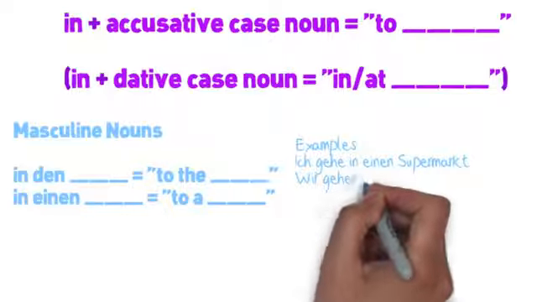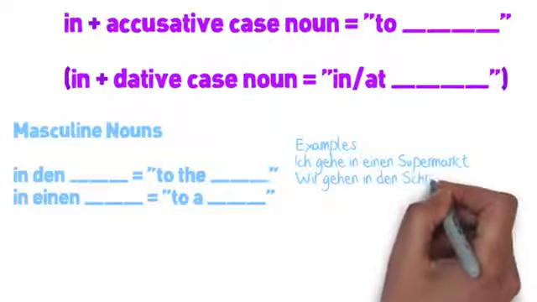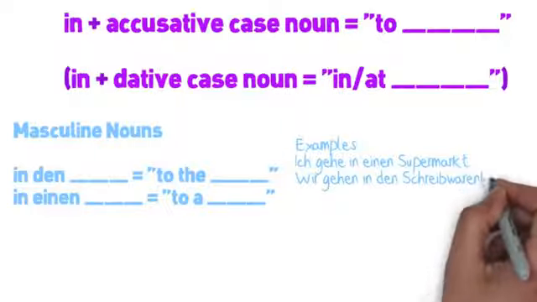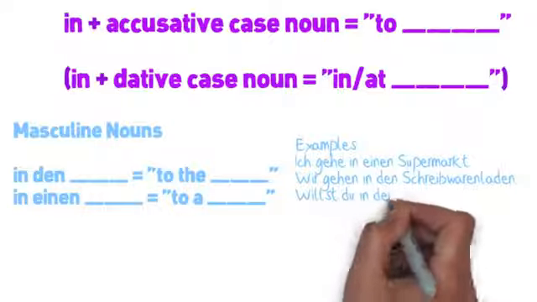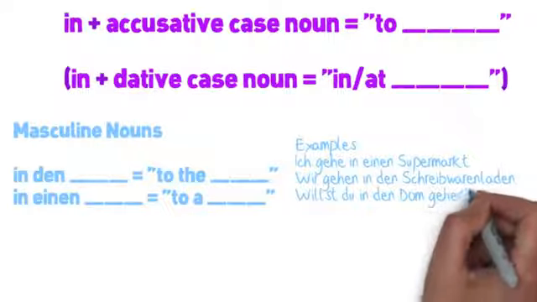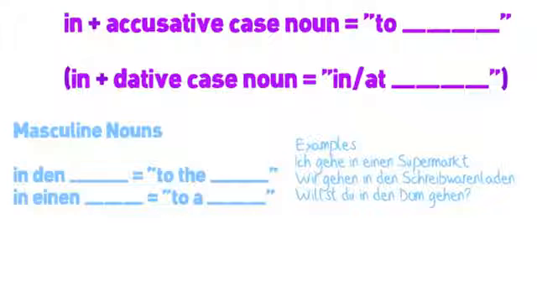Here's how this might sound in context. Ich gehe in einen Supermarkt. I go to a supermarket. Wir gehen in den Schreibwarenladen. We're going to the office supply store. Willst du in den Dom gehen? Do you want to go to the cathedral?